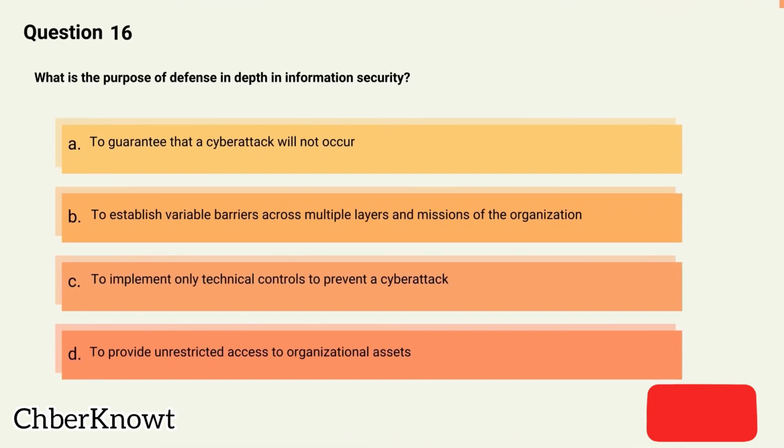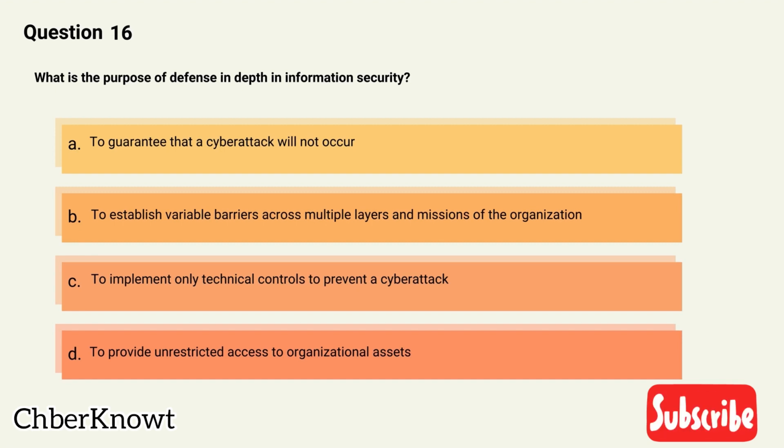Option A. To guarantee that a cyber attack will not occur. Option B. To establish variable barriers across multiple layers and missions of the organization. Option C. To implement only technical controls to prevent a cyber attack. Option D.